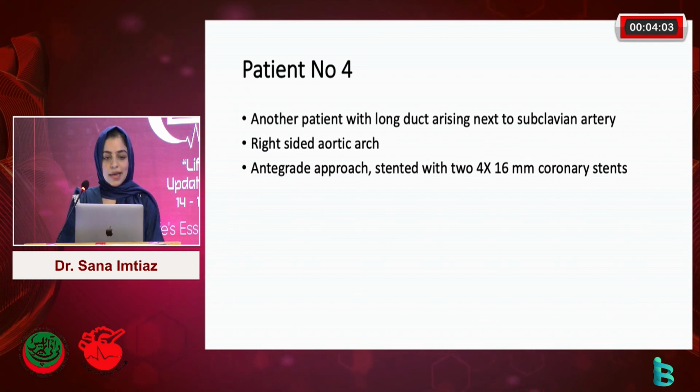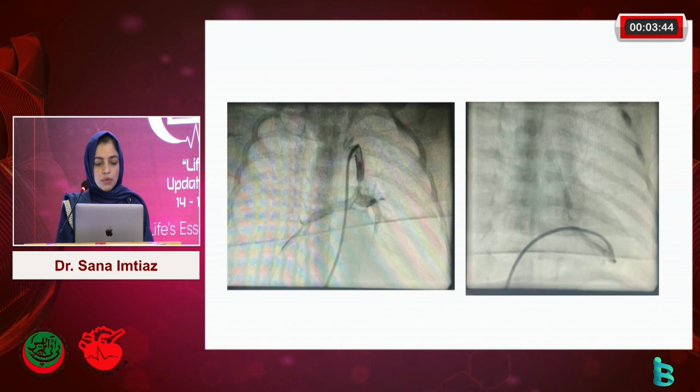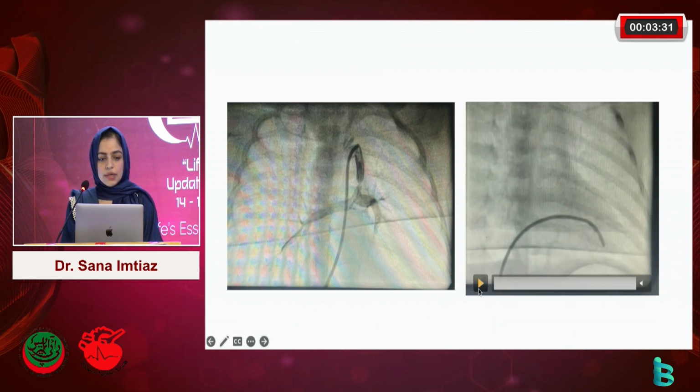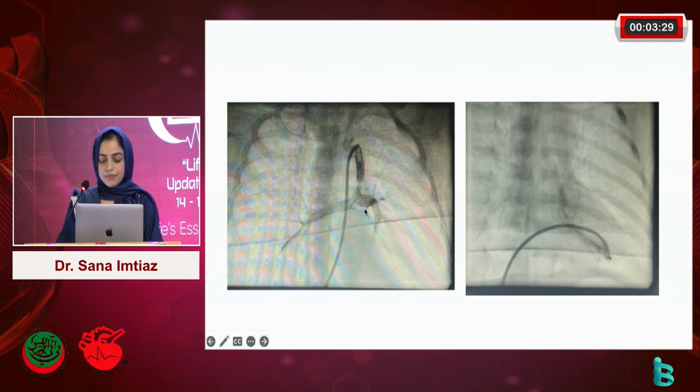The next patient is another patient with a long duct arising next to the subclavian artery. The patient had a right-sided aortic arch. We again went for an antegrade approach through the femoral vein. This time the duct was stented with two 4 x 16 mm coronary stents to cover the whole length of the PDA. These are the angiograms in AP and RAO views showing a huge duct arising from the arch next to the subclavian artery origin with a constriction in its middle course.